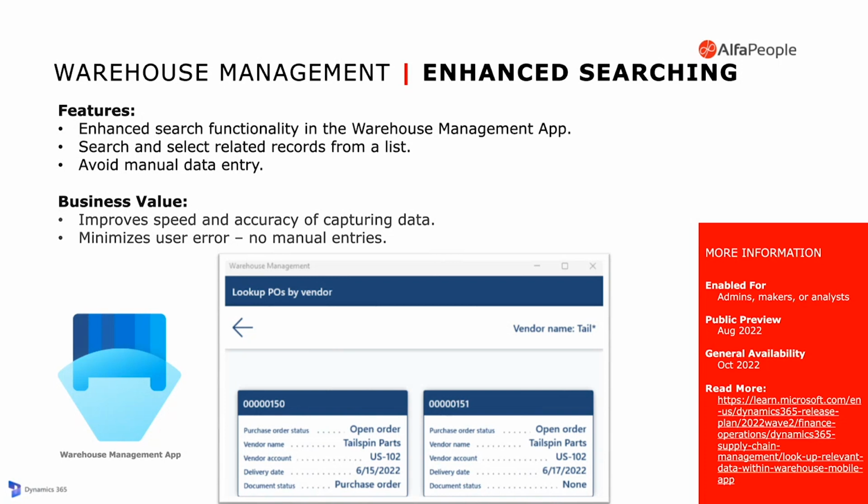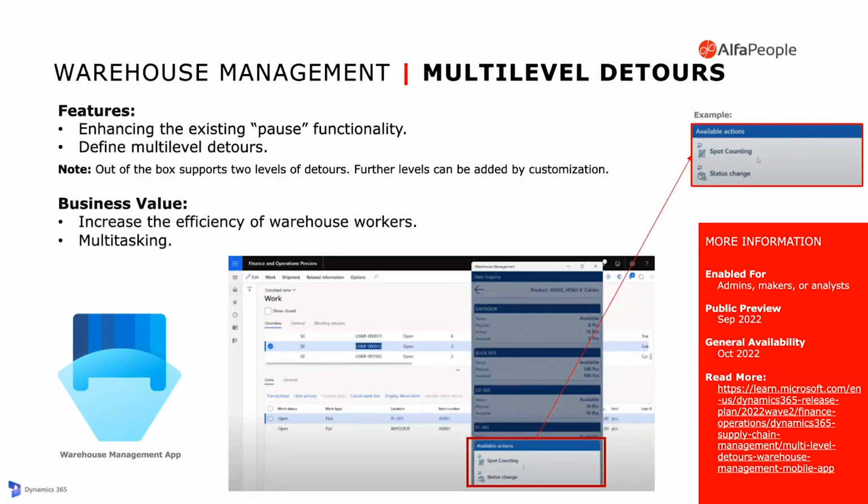All right, so the next interesting addition, still within the warehouse app, are the multi-level detours. So here we are. For those of you who don't know what detours are or what the pause function is, I will briefly explain so we are all on the same boat and we all understand it. The pause function allows workers to pause their current task and go on with their business, doing something else without losing their data, right? So they can come back to that task at a later stage and pick it up from where they left it.